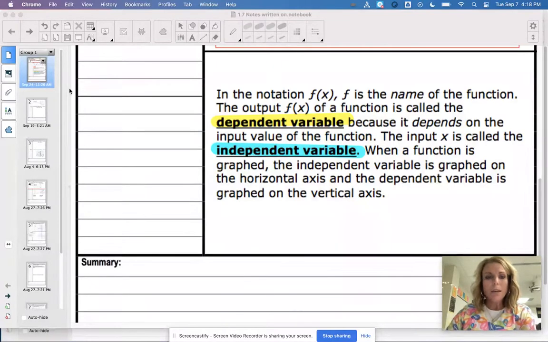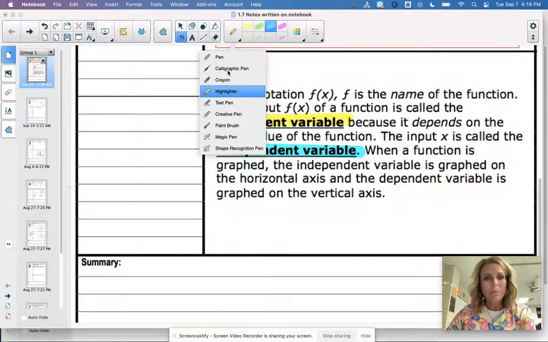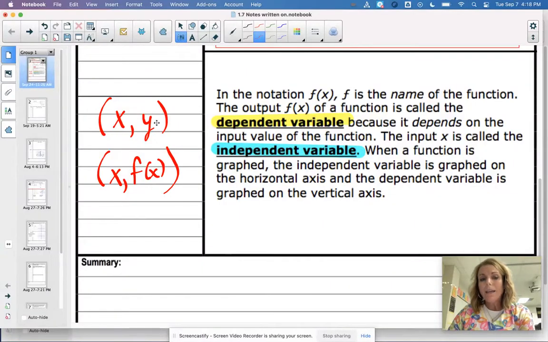And when I want to write something as an ordered pair, we have our input, we have our output. Another way to write it is x, f of x. So when we talk about y, sometimes we're going to call it y, sometimes we're going to call it f of x.